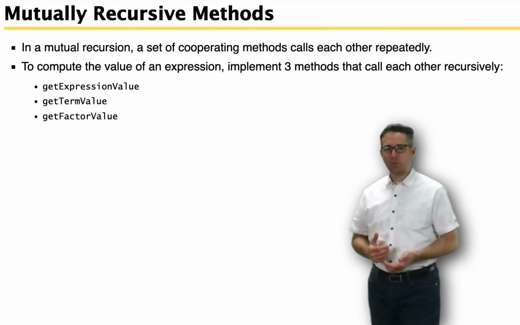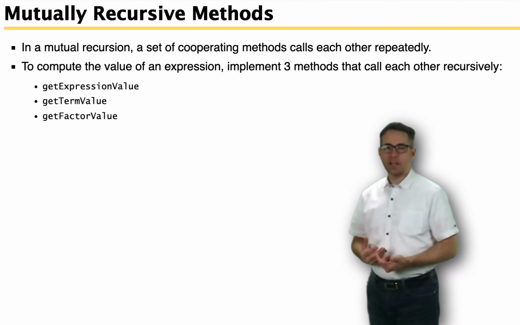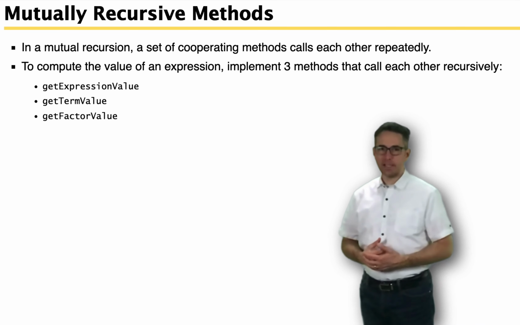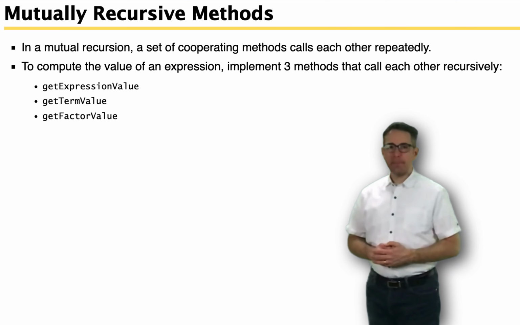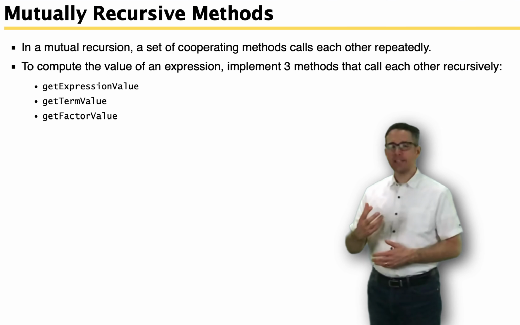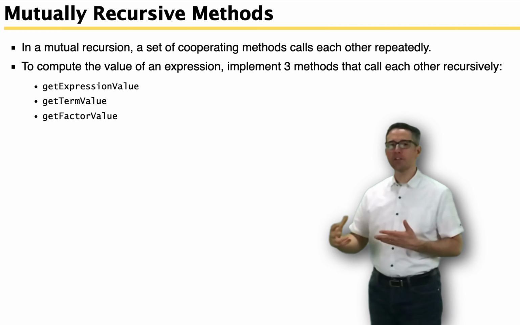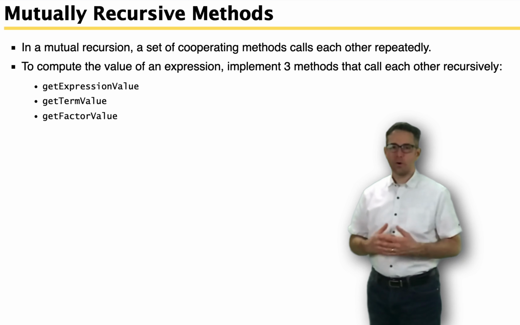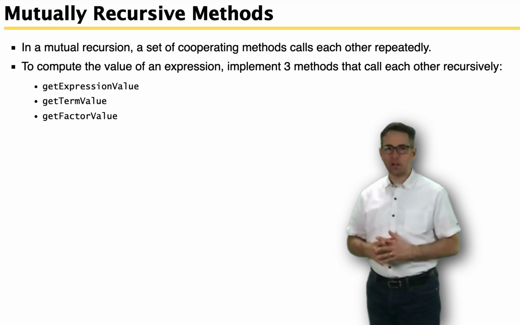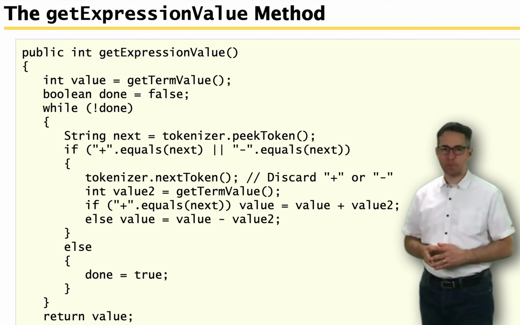So in the mutual recursion, we're going to use these cooperating method calls, which are going to call each other repeatedly in order to get the answer. So what we're going to do is walk through the methods here, and then we can look at it in more depth. All right, so we're going to need 3 methods. We're going to need a method called get expression value, and that's going to consume some of the characters in our string, and it's going to return the numeric value of that expression, or that term, or that factor. Okay, and these are all going to call each other recursively. Let's start with the get expression value.